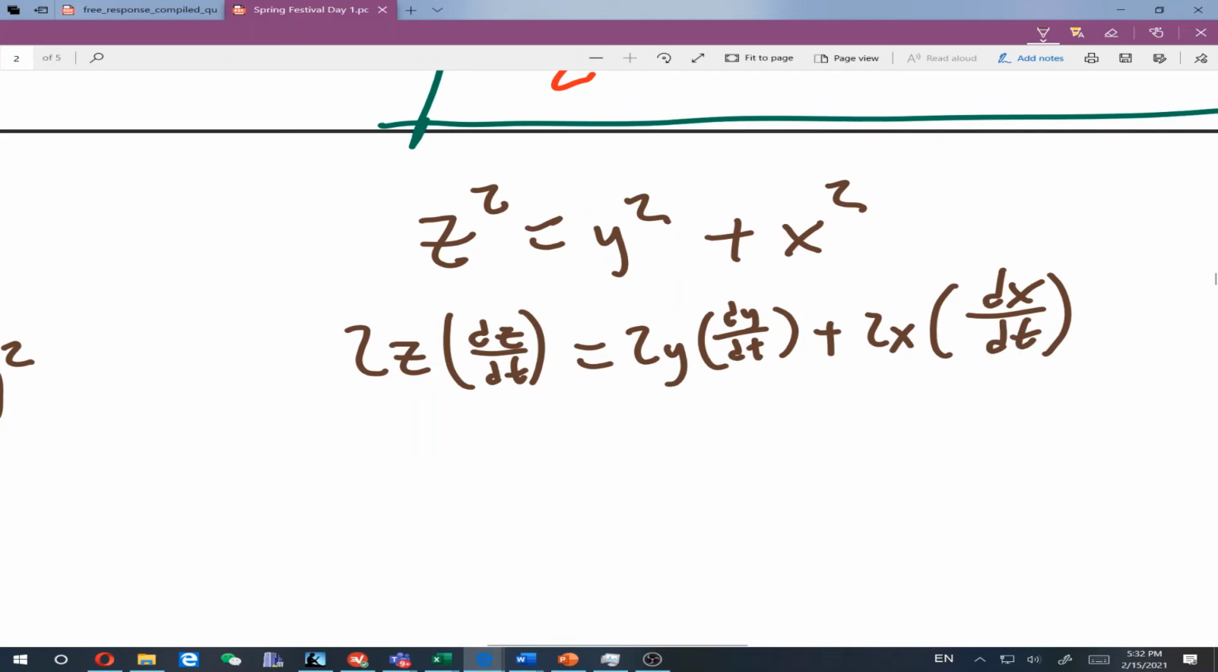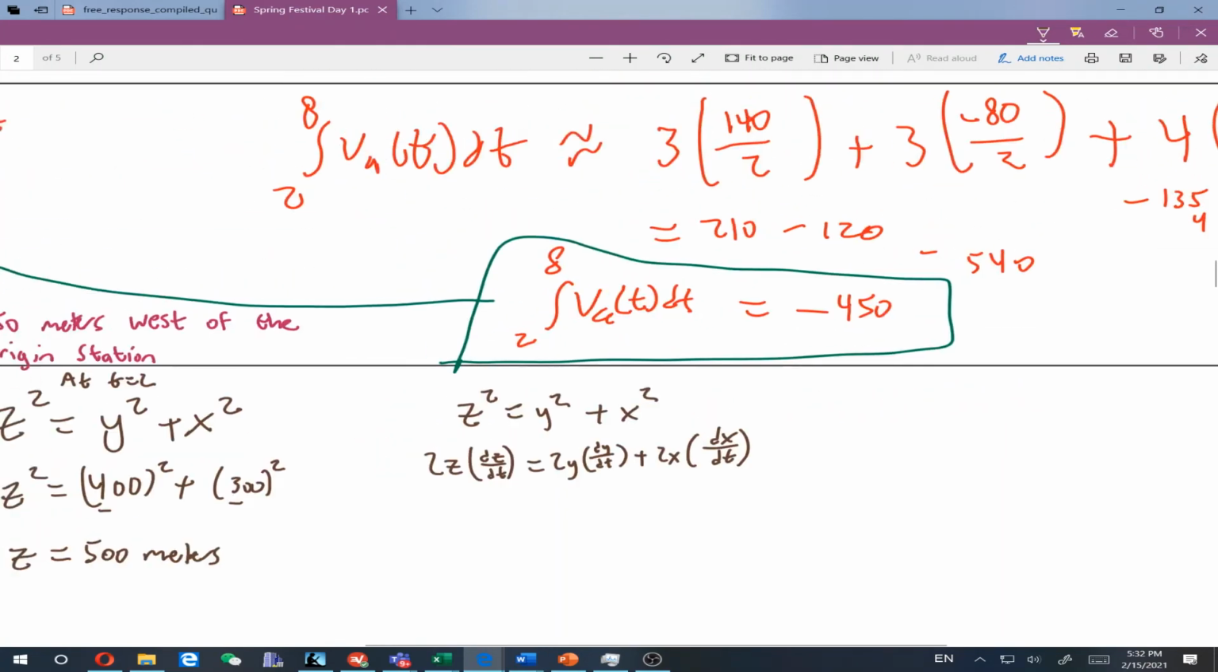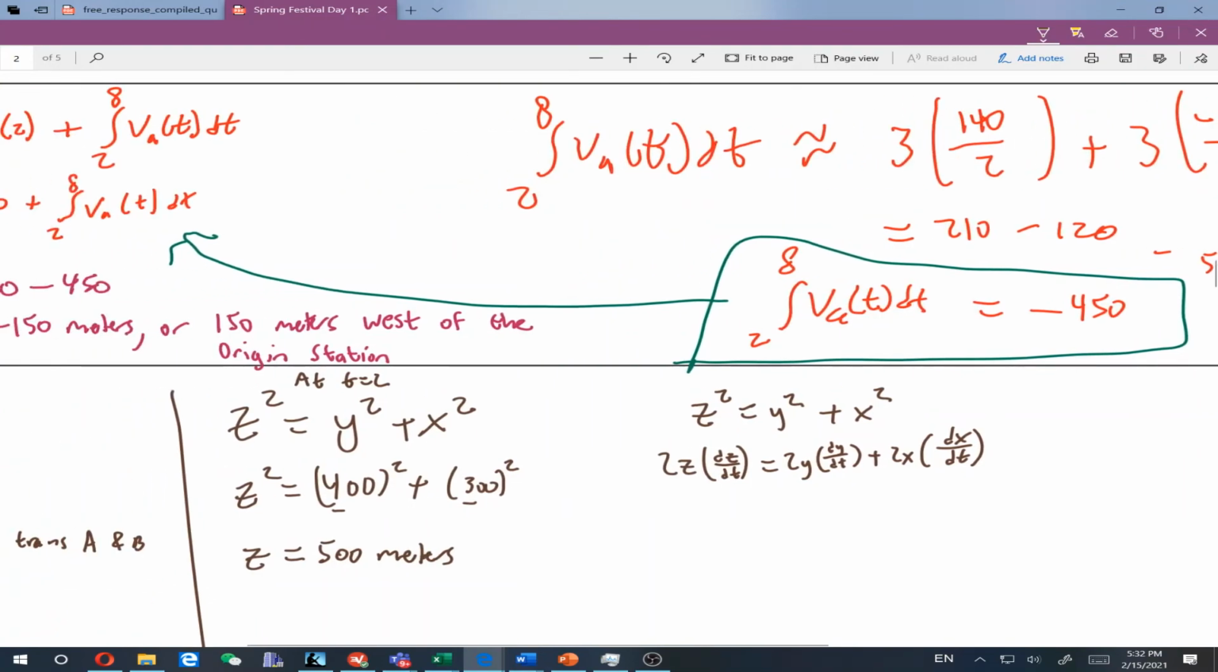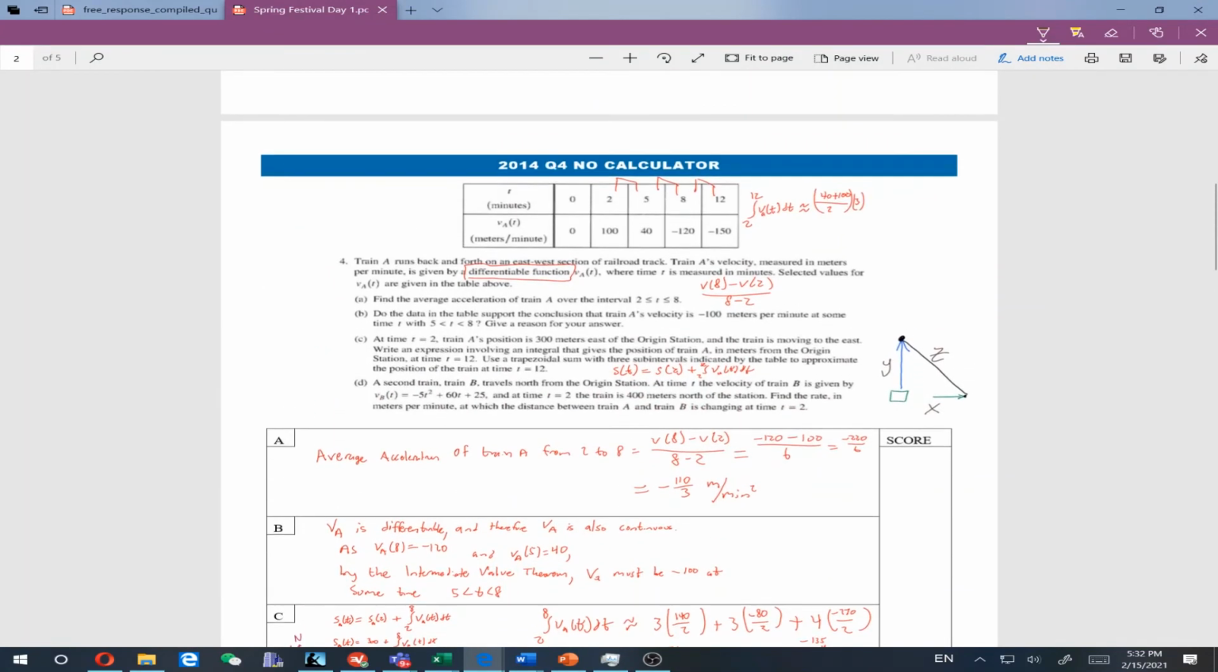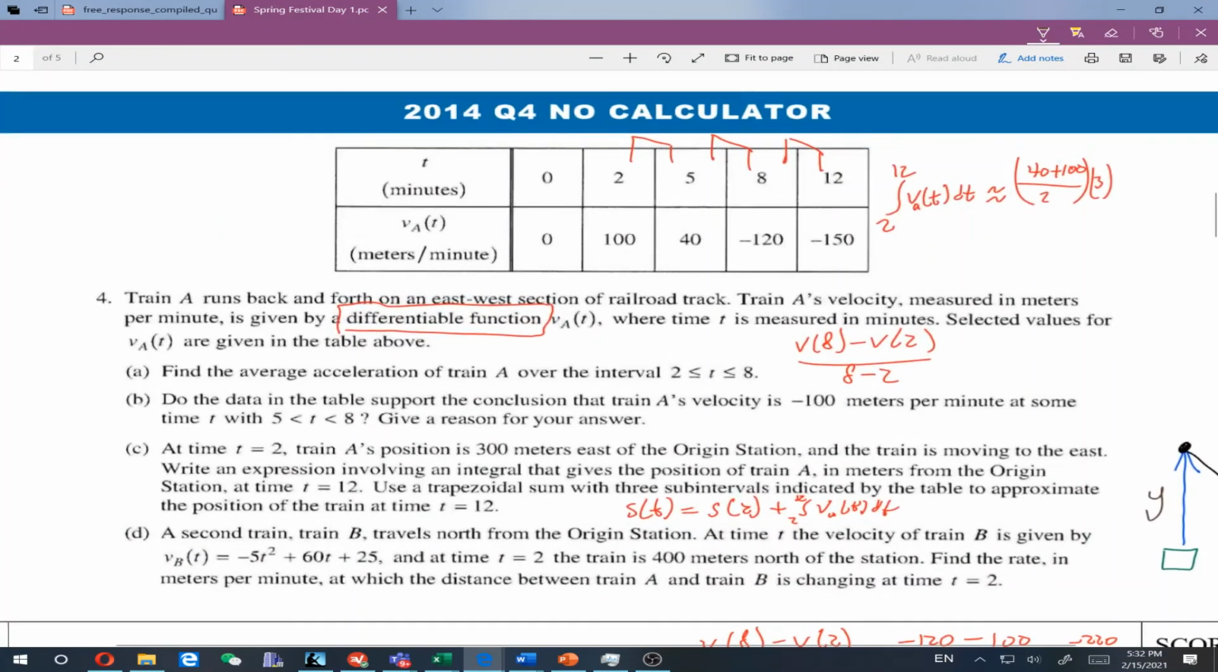Okay, that all looks good. We don't know what dz over dt is, but we do know z, x, and y right now, and we've got equations for how fast the trains are going in the y-axis and a table that gave us how fast it's going in the x-axis. So let's fill in everything we know so far.